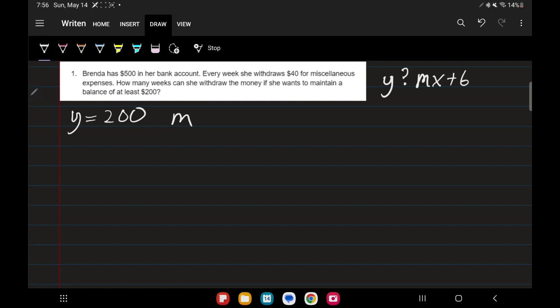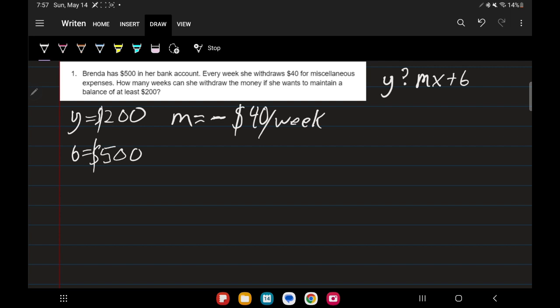M is a rate. So we want to find out the rate at which she's withdrawing money. In this case, she's withdrawing money. So when we withdraw, we lose. So we use a negative sign. She withdraws 40 a week. Then the last thing we know is she starts with 500. B is the number she is starting with. So she has 500 to start.